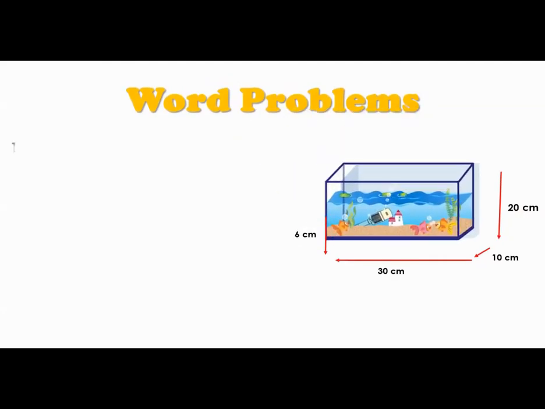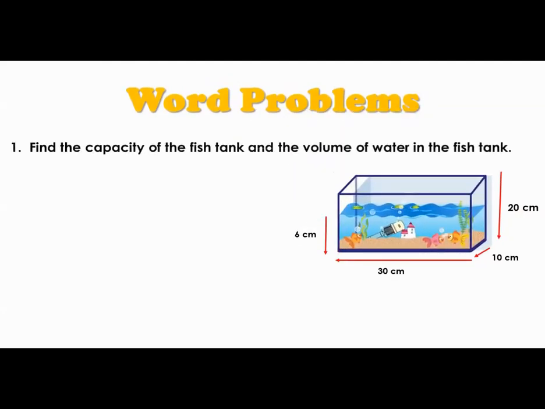Here is a word problem. Let's see how to solve it. We have to find two things here, the capacity of the fish tank and the volume of the fish tank. First of all, we will find out the total capacity of the fish tank by multiplying the length, breadth and height of the container. Here, length is 30 centimeters, breadth of the container is 10 centimeters and height of the container is 20 centimeters.